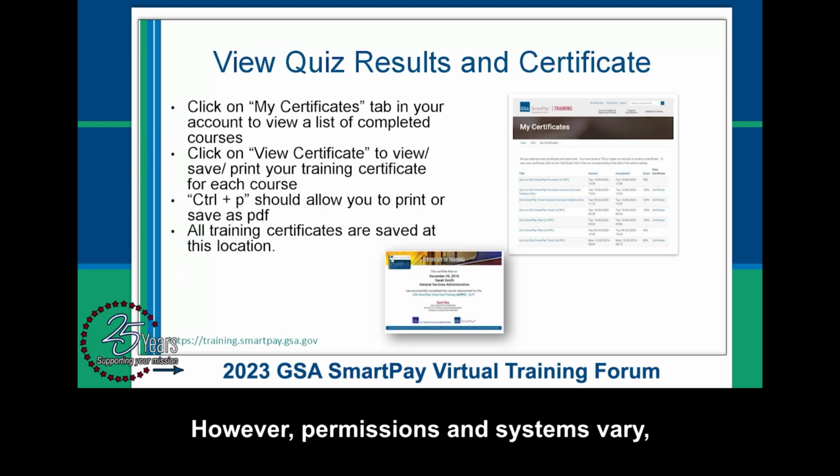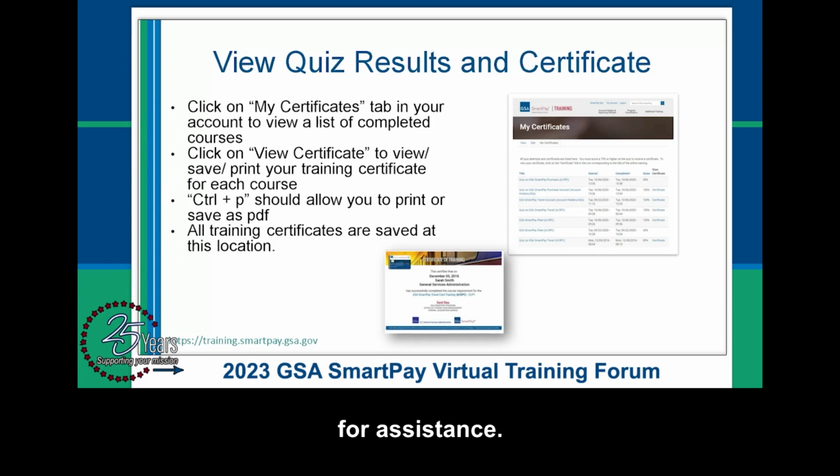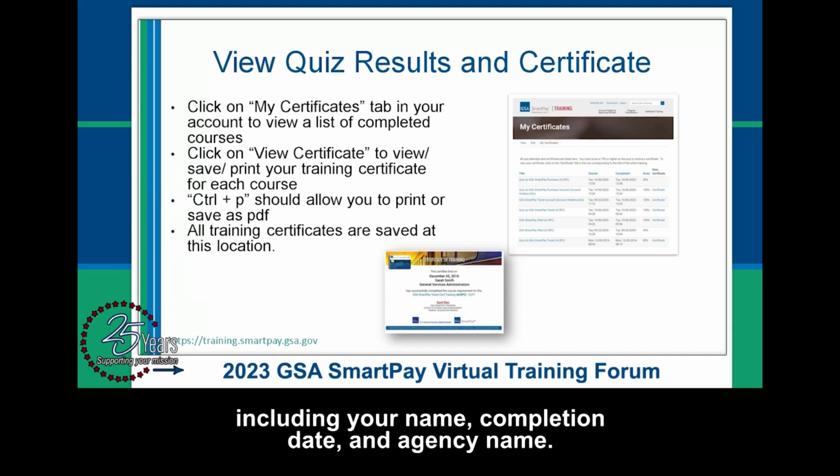If you're using a PC, Control P should also allow you to print or save your certificate. However, permissions and systems vary. So if you experience problems saving or printing, you'll need to contact your agency's IT department for assistance. Here is an example of what your certificate looks like, including your name, completion date, and agency name.